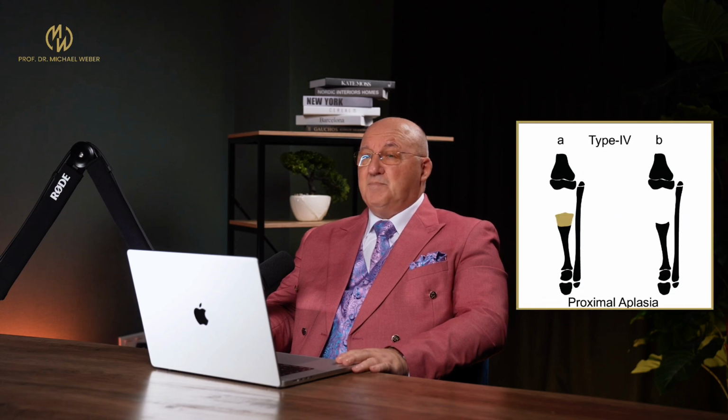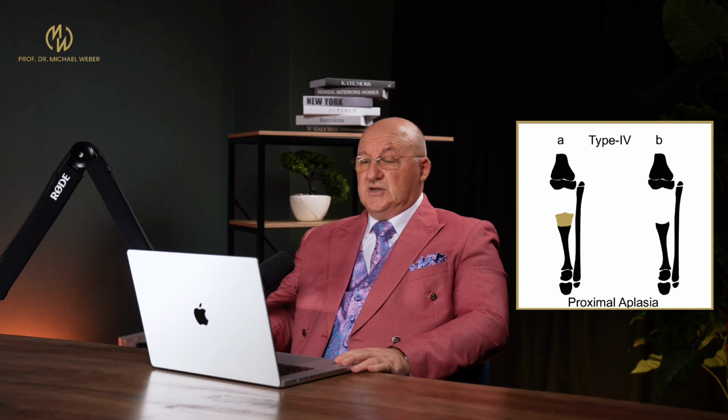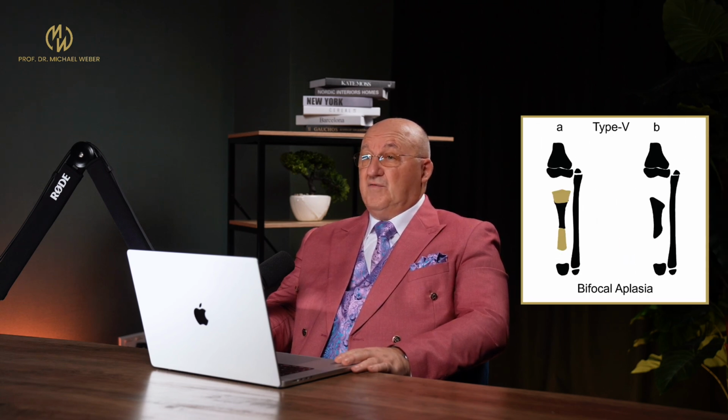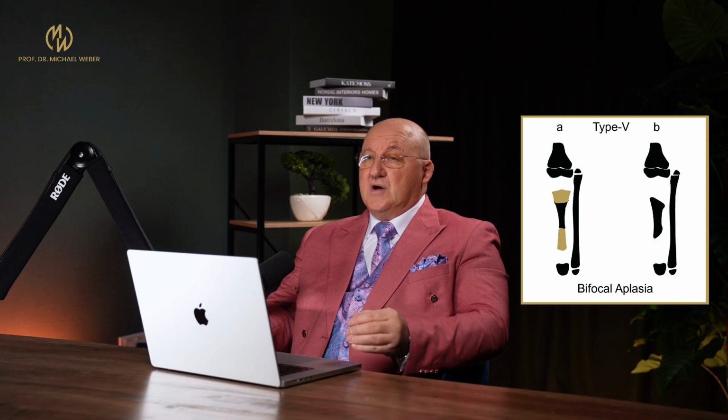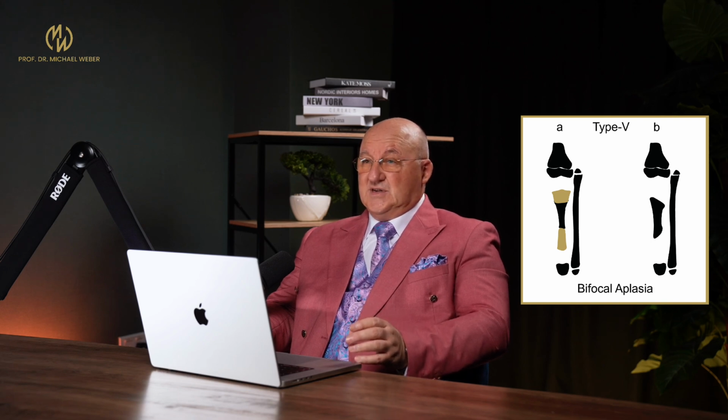Type 4 is a proximal aplasia. That means the part of the tibia which is close to the thigh bone is missing. And also here we have type A with cartilaginous Anlage and type B without cartilaginous Anlage. Type 5 is a mixture of both. It's a proximal aplasia and a distal aplasia of the tibia, meaning that the part close to the thigh bone and the part close to the foot is missing. And also here you can have type A with cartilaginous Anlage and type B without cartilaginous Anlage.